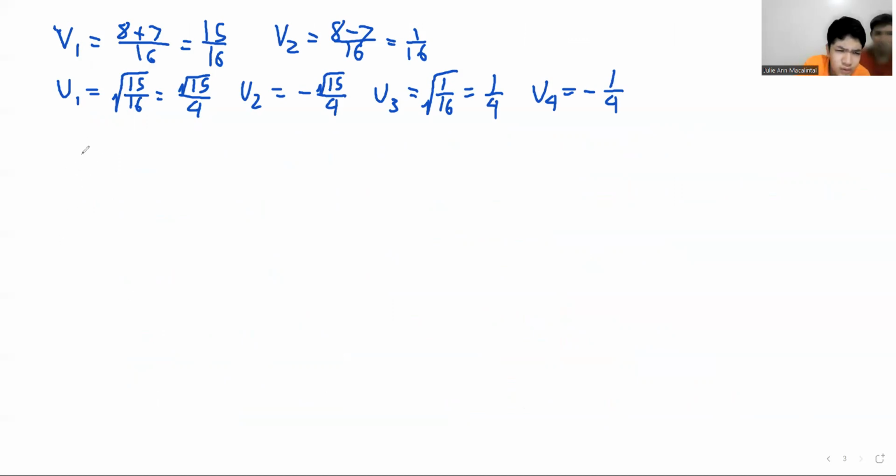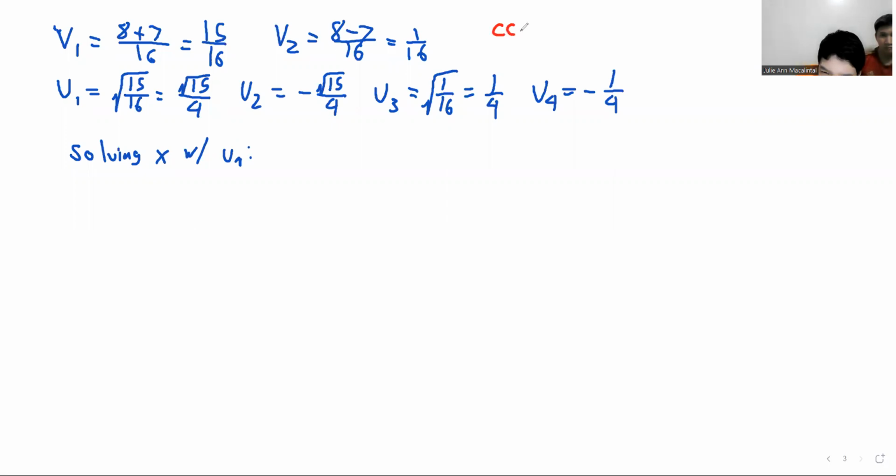So start with U1, solving x with U1, which is square root of 15 over 4. So I will just put here the general formula above, so we don't have to continuously substitute.